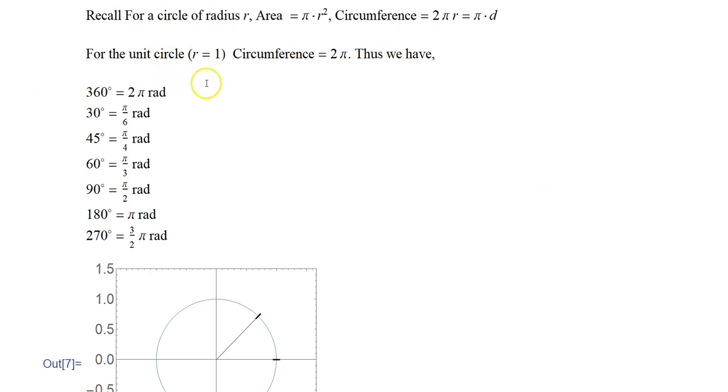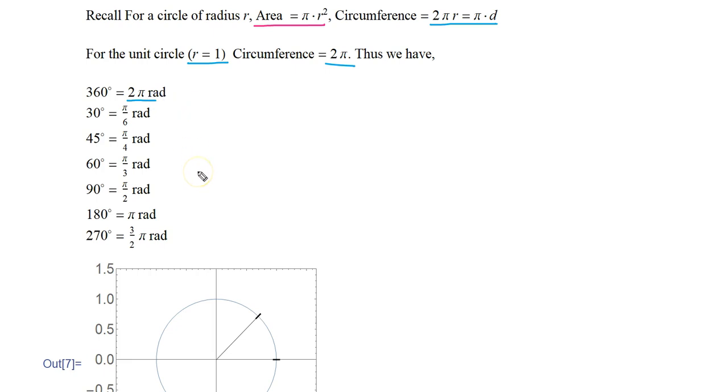Now let's consider the correspondence between radians and degrees. So first of all, recall that the area of a circle of radius r is pi r squared. And the circumference of a circle is 2 pi r, or pi times diameter. So for the unit circle with a radius of 1, the circumference is 2 pi. So because of this, we have the following correspondence between degree measure and radian measure for angles. So 360 degrees corresponds to 2 pi radians.